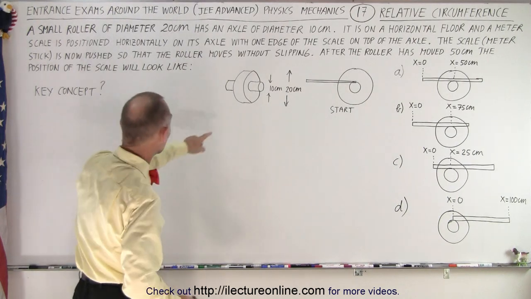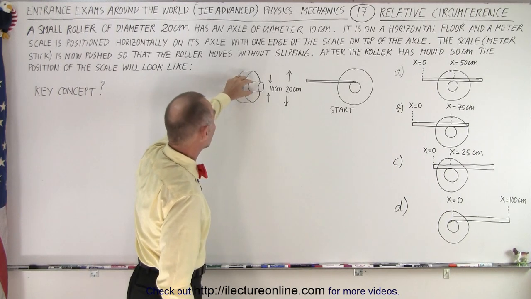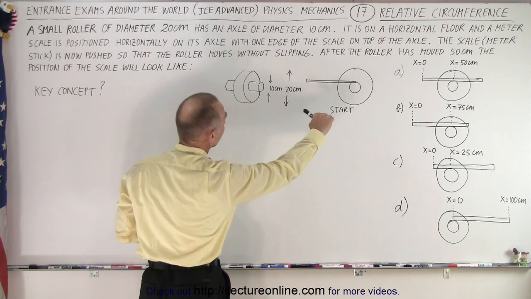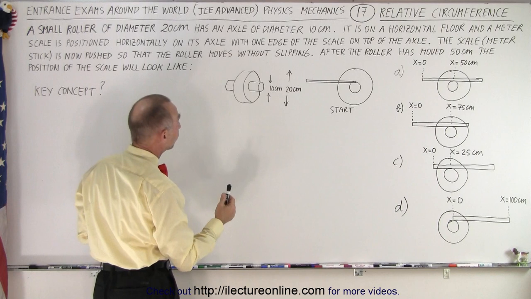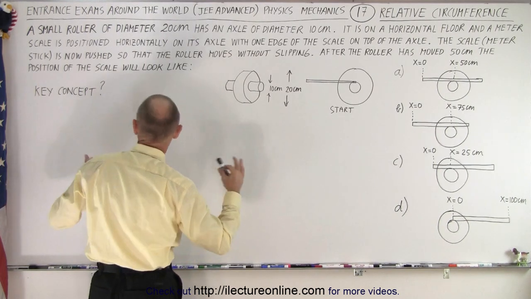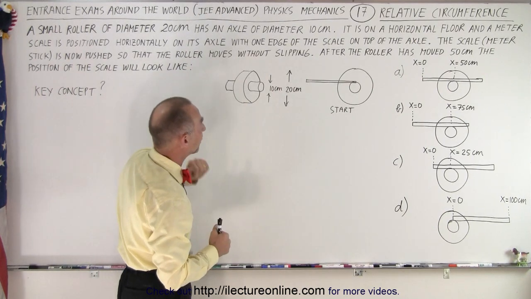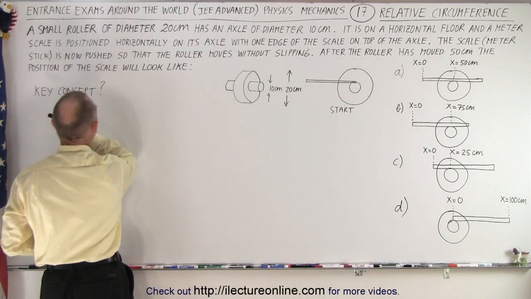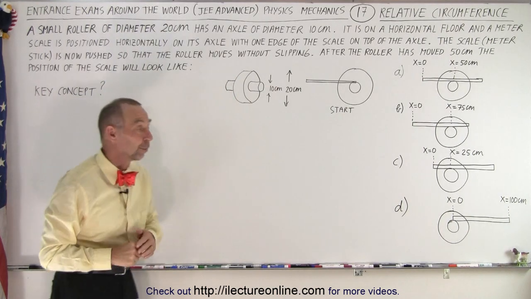We have a small roller right here with a diameter of 20 centimeters, which has an axle that has a diameter of 10 centimeters. It is on a horizontal floor, and a meter scale is positioned horizontally on its axle, with one edge of the scale on top of the axle. The scale, or the meter stick, is now pushed so that the roller moves without slipping. After the roller has moved 50 centimeters, what is the position of the scale? What will it look like? And here we have four possible answers of what it will look like.